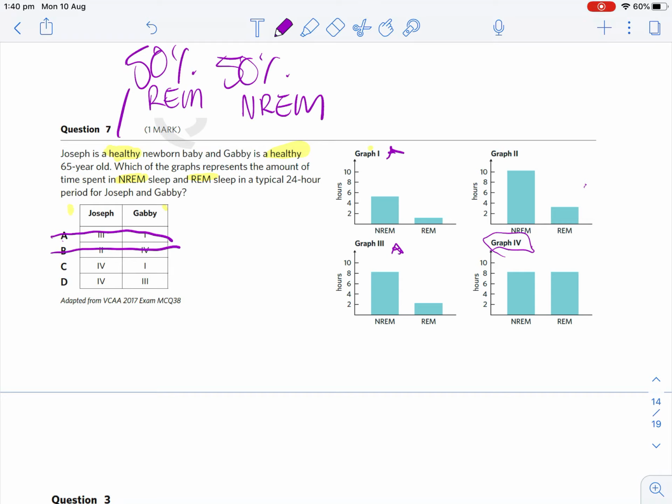So let's go back. We know that an elderly person is about 1 hour REM to 5 hours of non-REM sleep. So if we have a look here, we can see that this one totals the non-REM sleep in 8 hours and that 2 hours. So that's a 10 hour sleep. Whereas this one here is about 5 hours and then 1 hour. So graph 1 is going to be our winner here. Because of the amount of sleep time in total, it was easy to be able to tell that proportion.